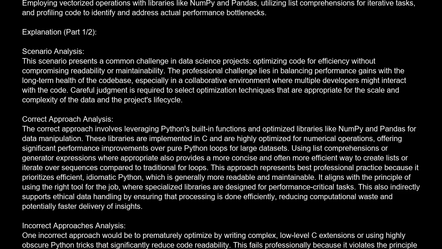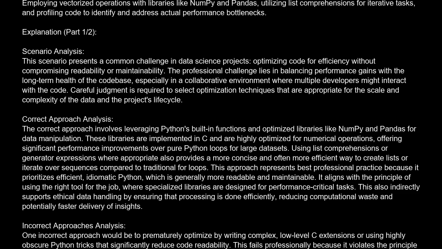The correct approach involves leveraging Python's built-in functions and optimized libraries like NumPy and Pandas for data manipulation. These libraries are implemented in C and are highly optimized for numerical operations, offering significant performance improvements over pure Python loops for large datasets. Using list comprehensions or generator expressions where appropriate also provides a more concise and often more efficient way to create lists or iterate over sequences compared to traditional for loops. This approach represents best professional practice because it prioritizes efficient, idiomatic Python, which is generally more readable and maintainable.